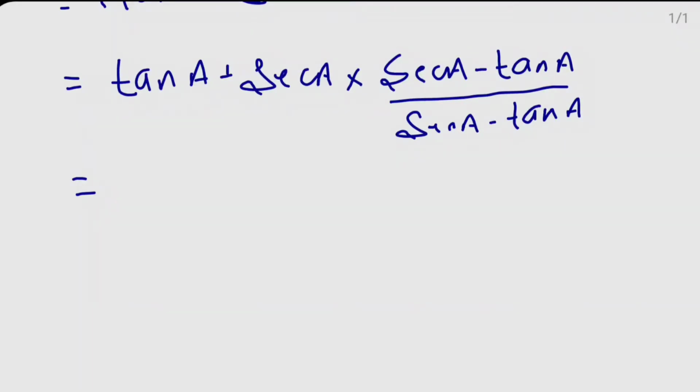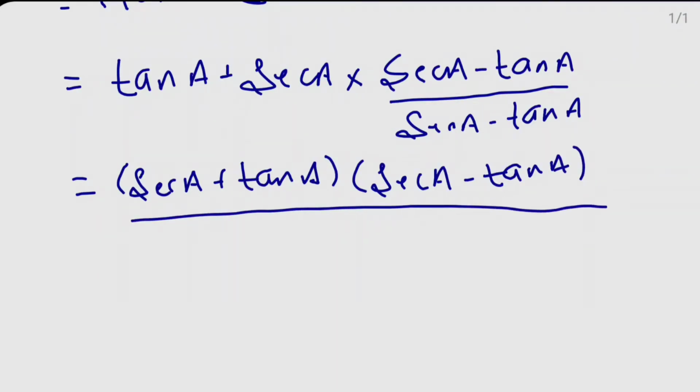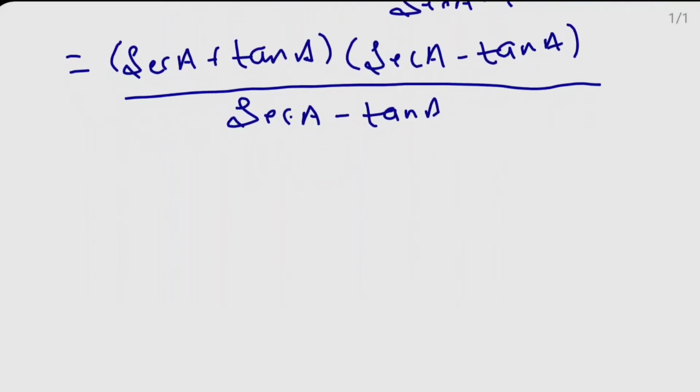So here we have sec a plus tan a into sec a minus tan a, and this divided by sec a minus tan a, right? And now here see here it is in the form of a plus b and a minus b.